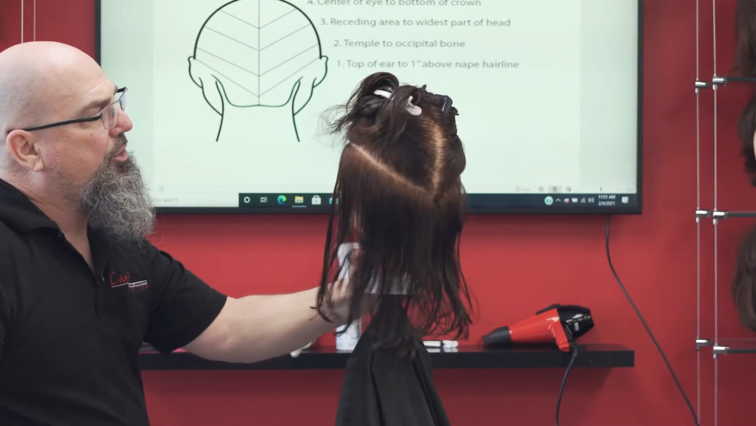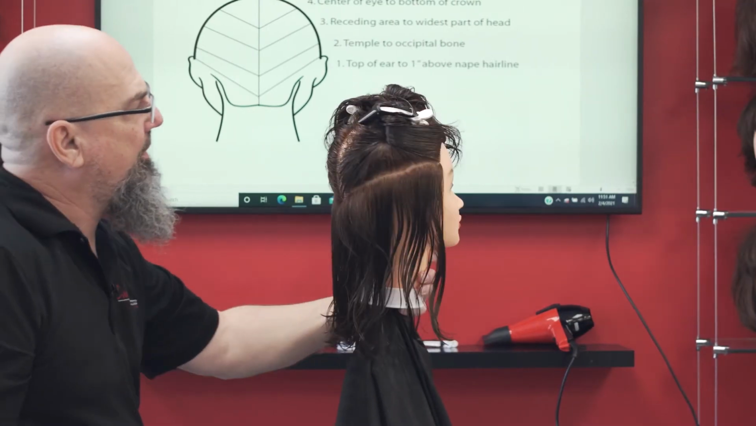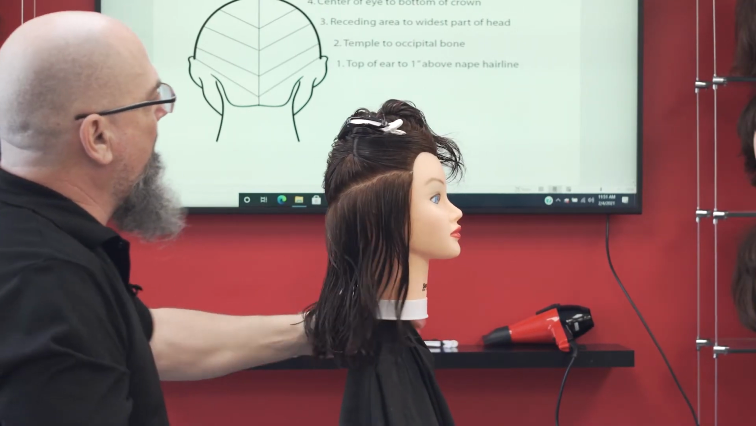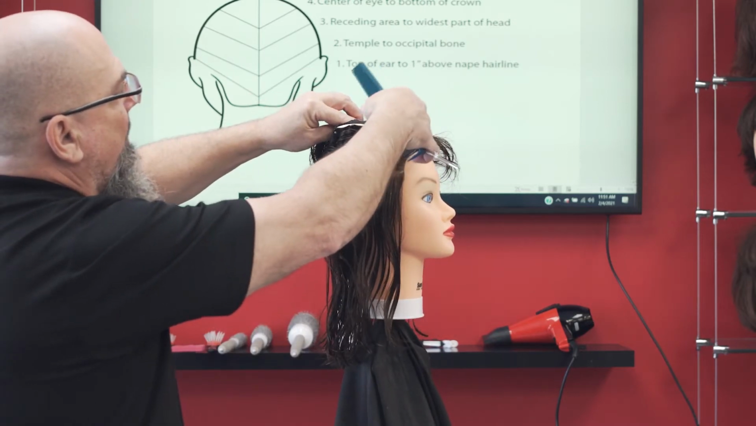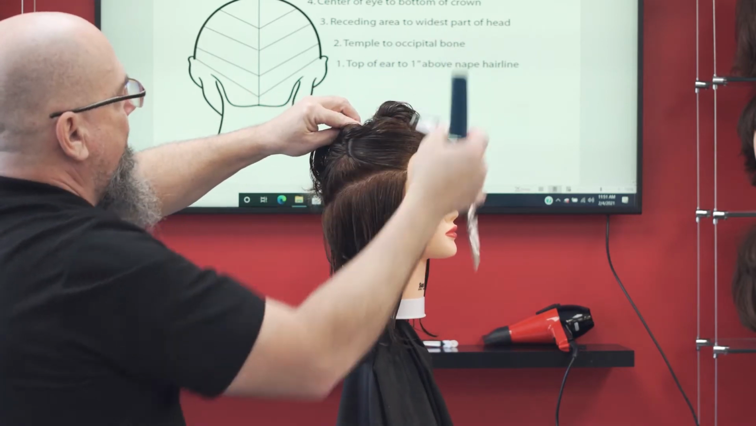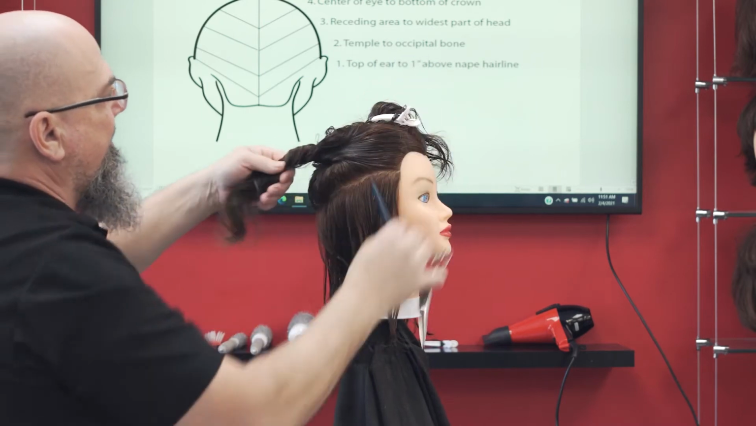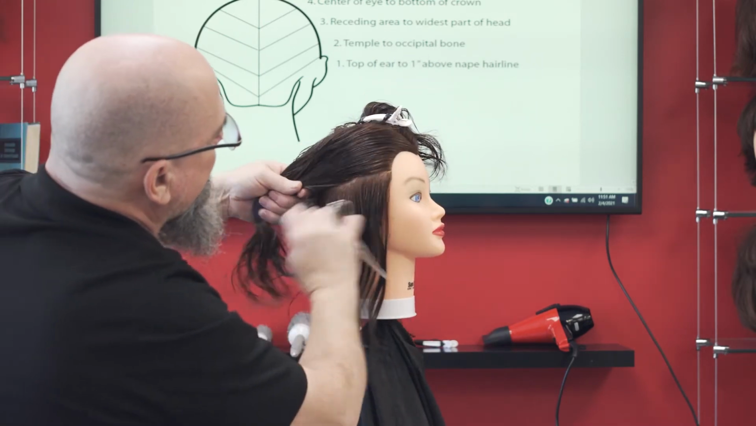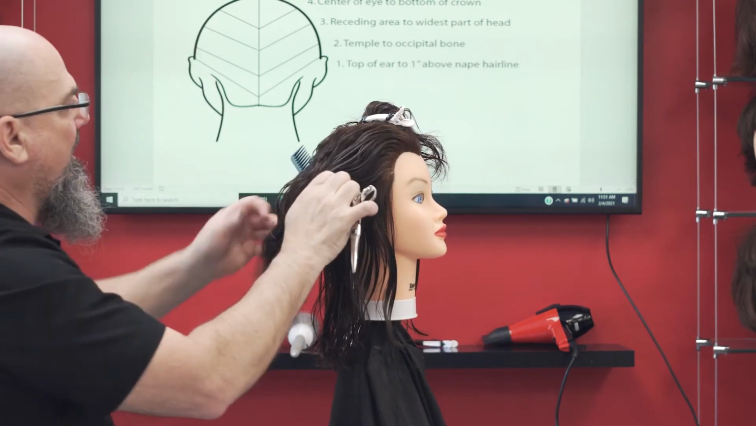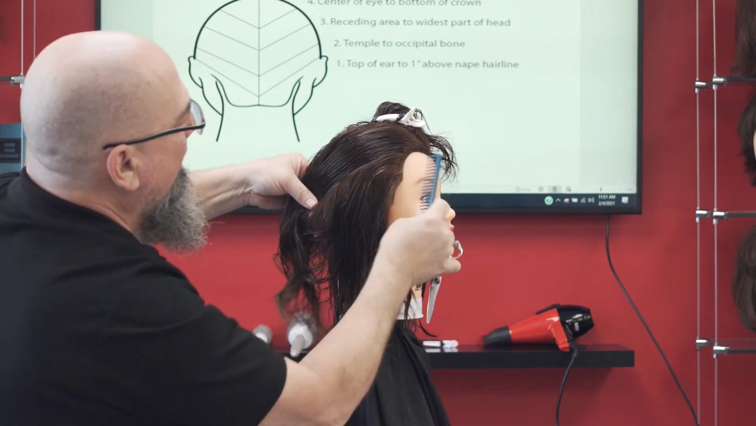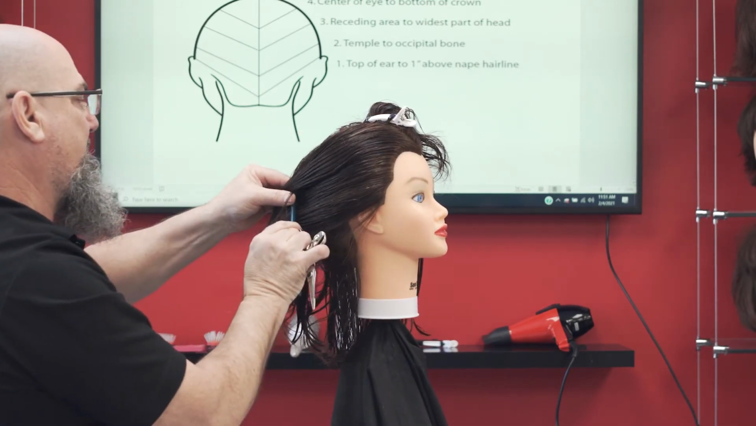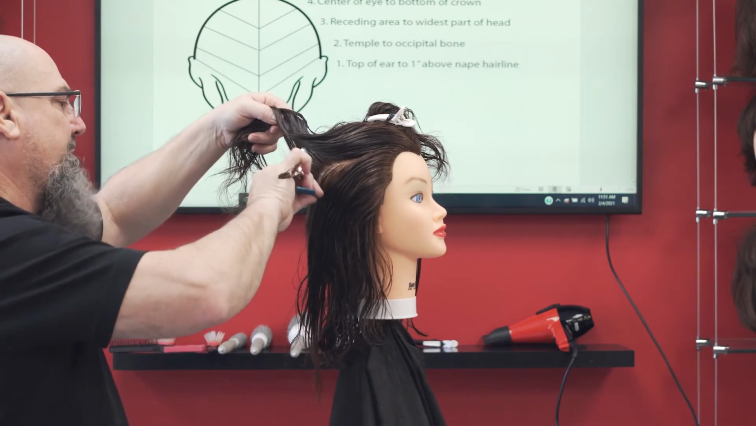We're going to now move on to the rest of this haircut, and section number 3 is coming up. And what we're going to do is we're going to take our section down. We're going to go from our receding area to the widest part of the head. So as you could see, I'm going to come in. This is the receding area right here. We're going to go to the widest part of the head with that. So here's my recede to the widest part. Subsection that out.